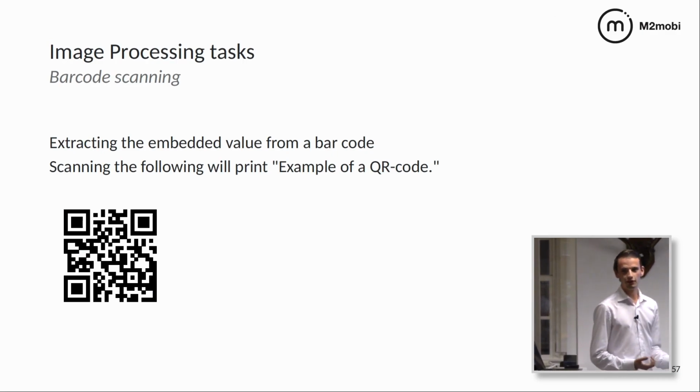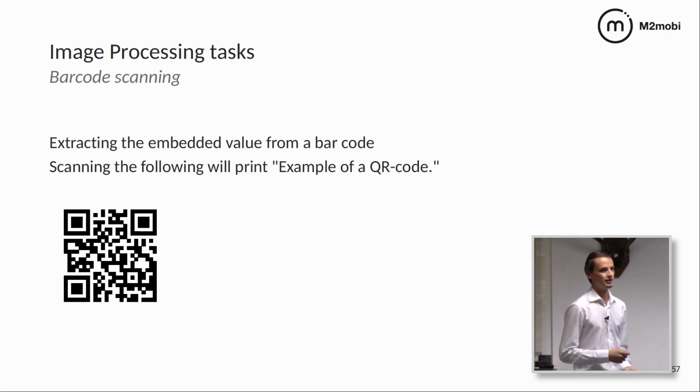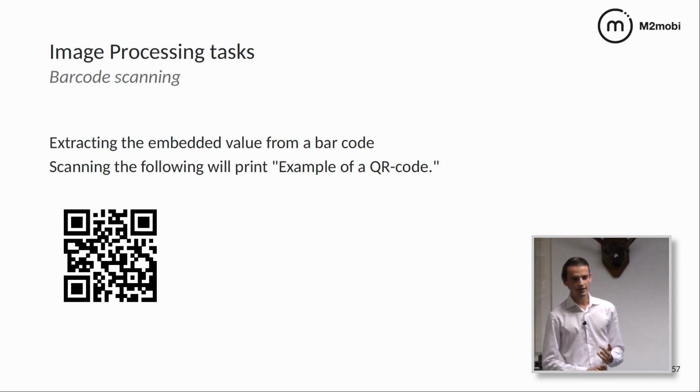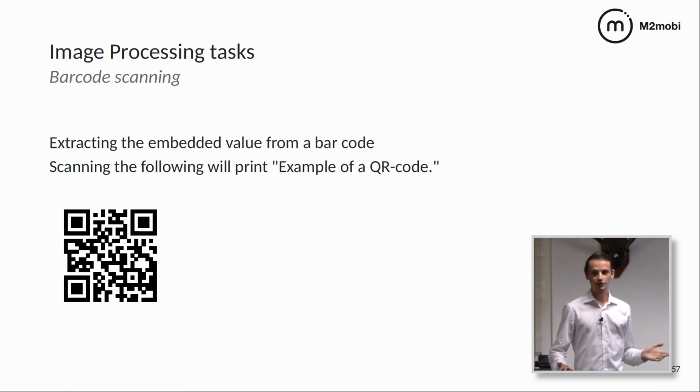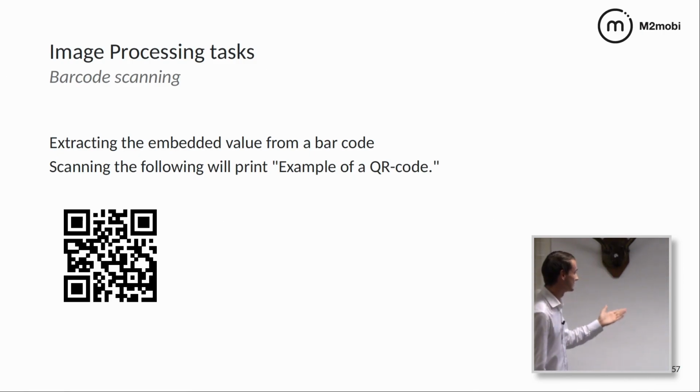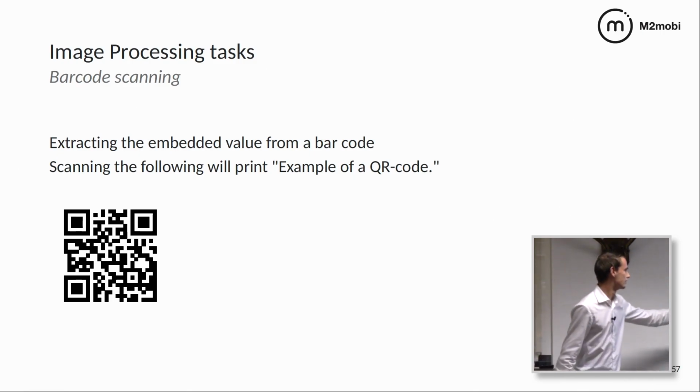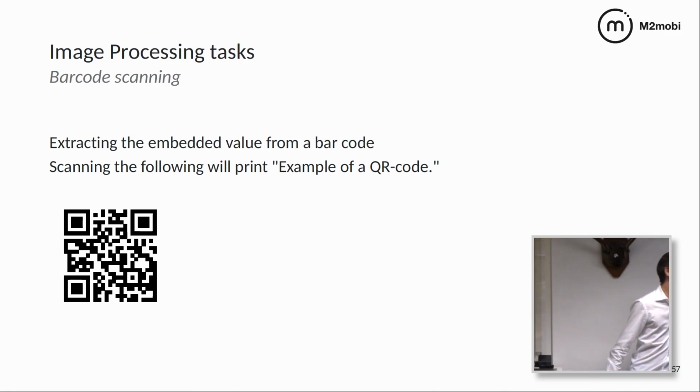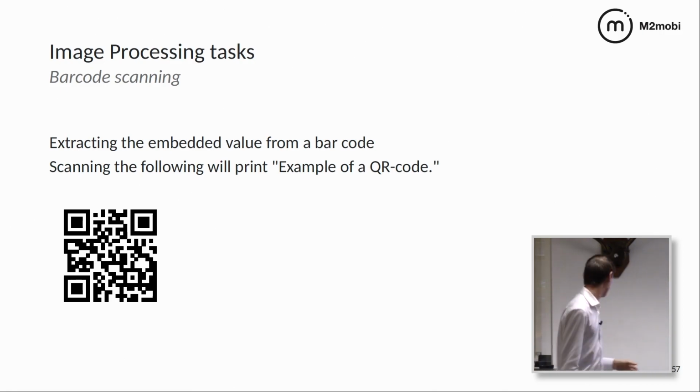I guess everyone knows you have barcode scanning. Barcodes are used in retail, so every product in the supermarket has a barcode. But you also have QR codes. I think everyone knows them, but this is an example. And if you scan this one, it will actually say example of a QR code. It's embedded in it.